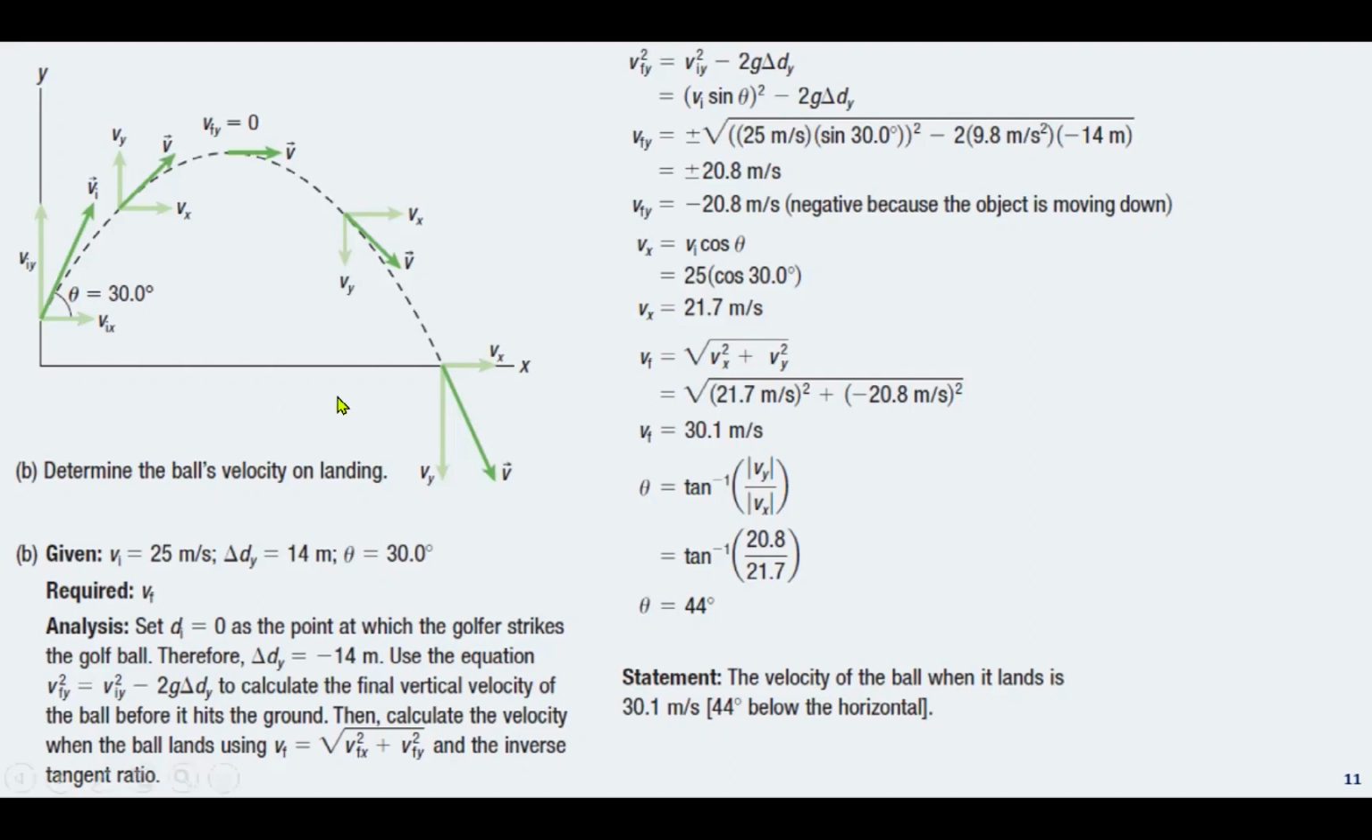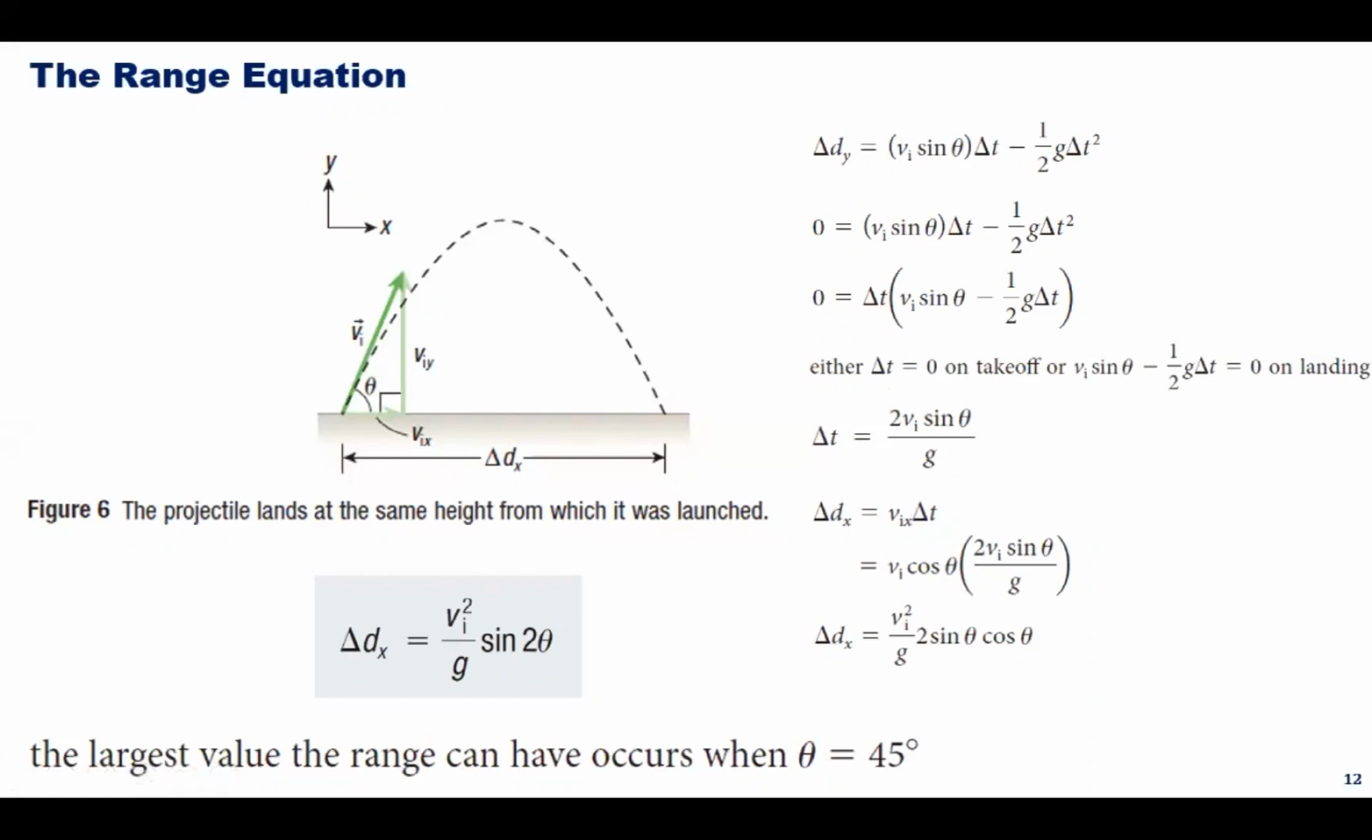Okay, if no questions, let's have a look at another concept, which is the range equation for projectile motion. When you know the initial velocity and launch angle of a projectile, we can then calculate the projectile's range, which is usually denoted by delta dx. Now suppose we launch a projectile that lands at the same height it started from, as shown here in figure 6. In this case, delta dy equals 0, right? Because the total displacement is 0.